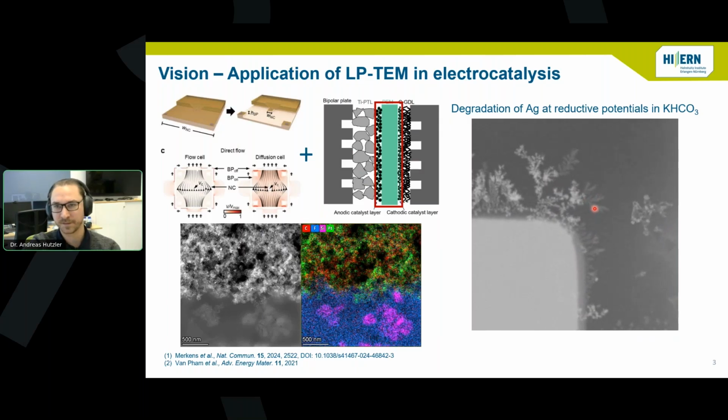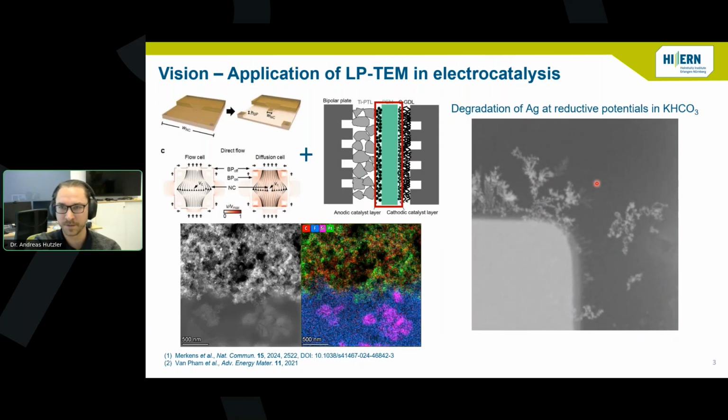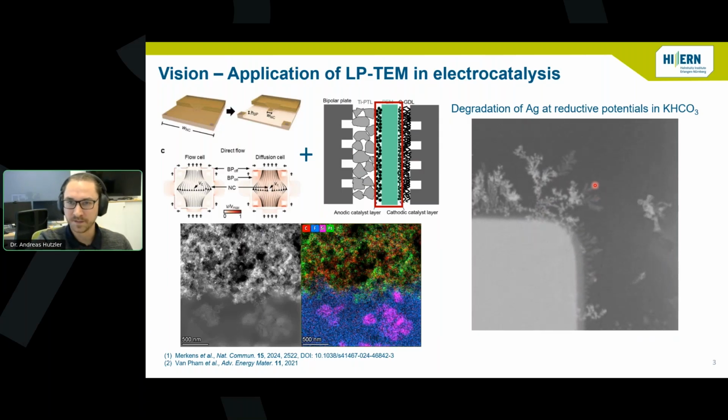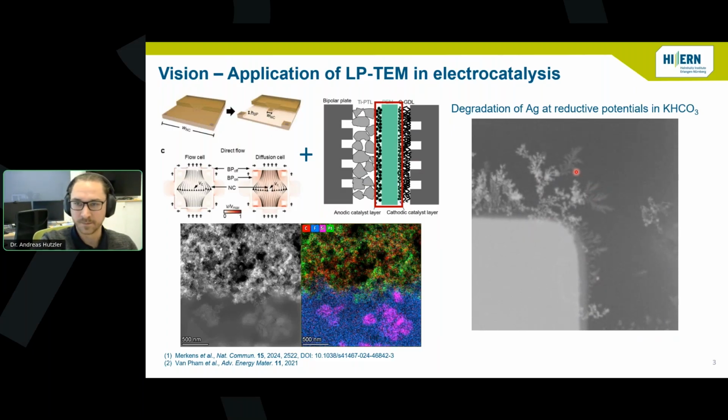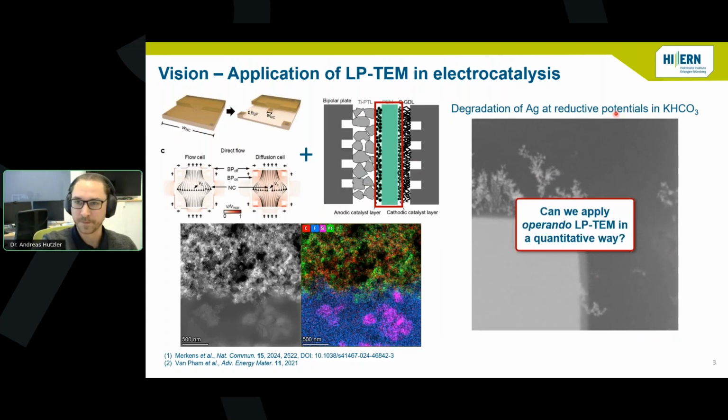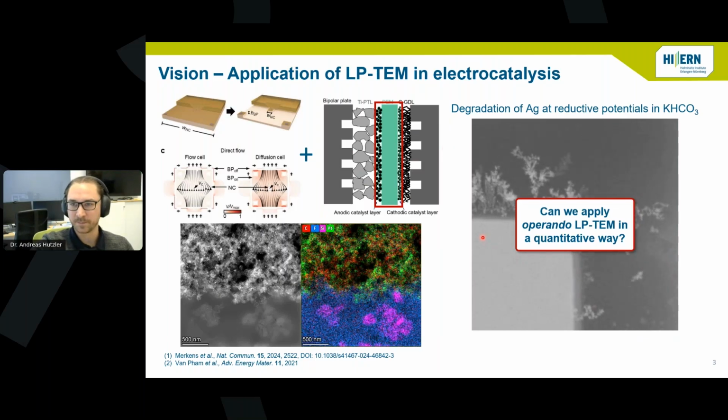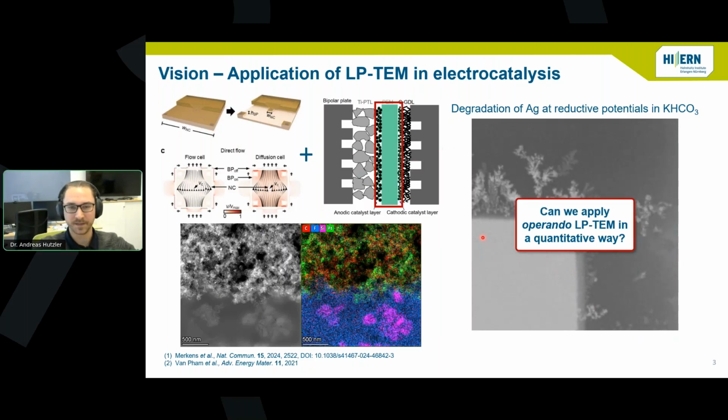And this is because of our electron beam. So our electron beam obviously does something with the sample solution, which we need to understand before we can study degradation processes. So the question would be, can we apply operando liquid phase EM in a quantitative way?